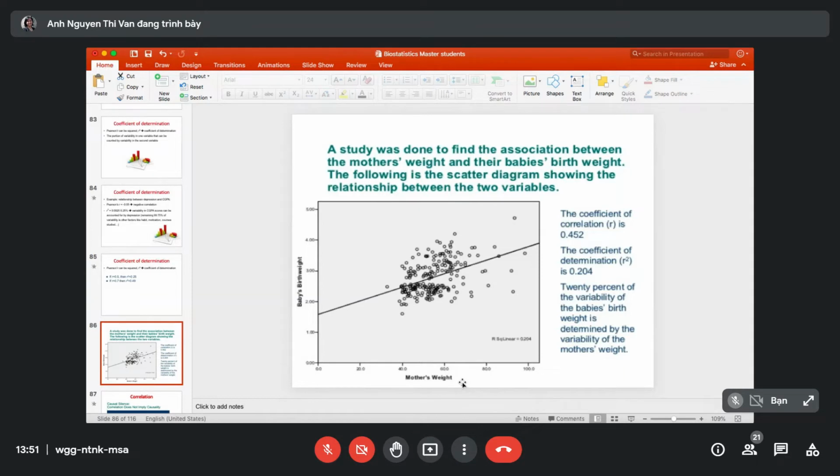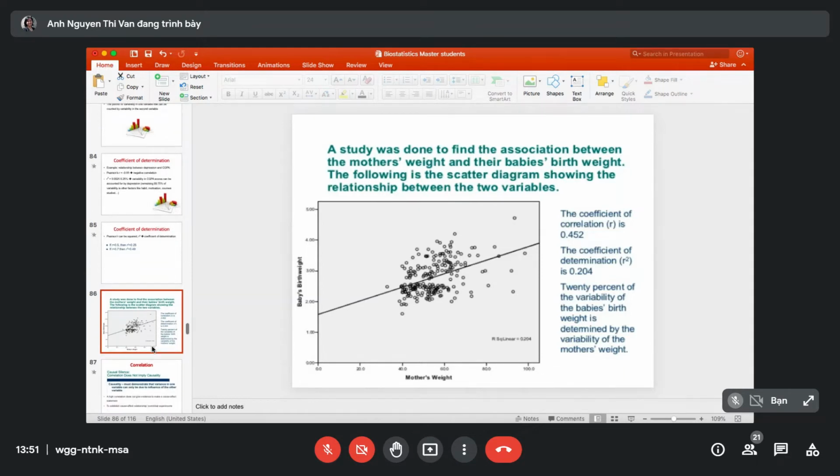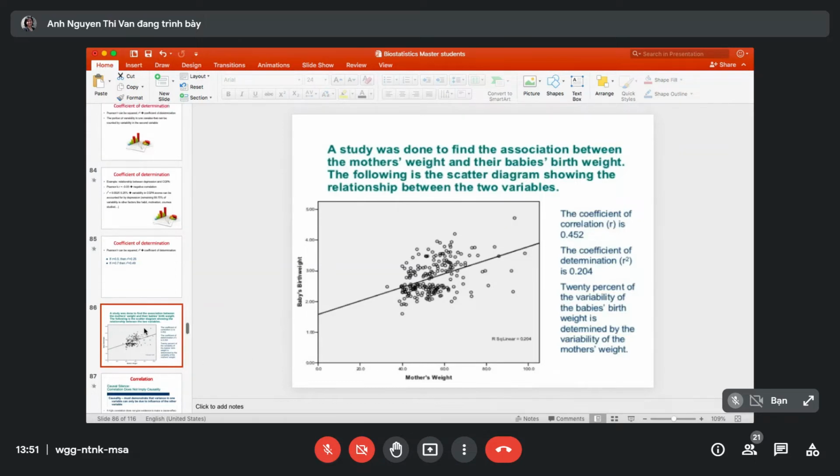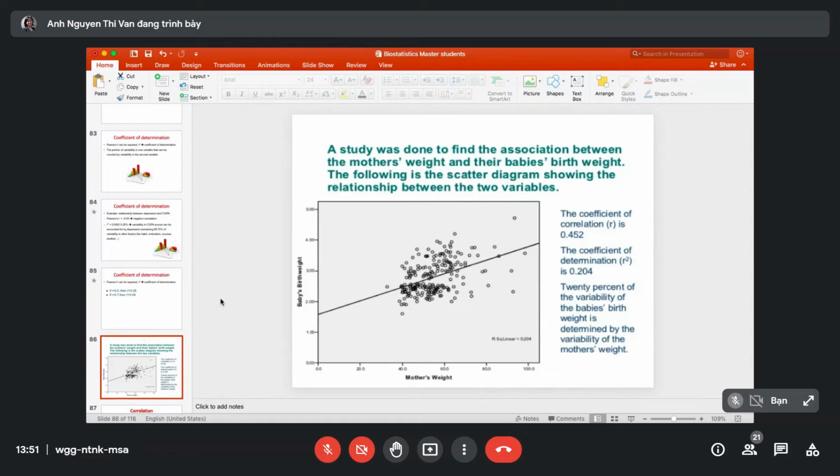So we will talk about the correlation, but is it a causal relationship or not? What do you think about it?